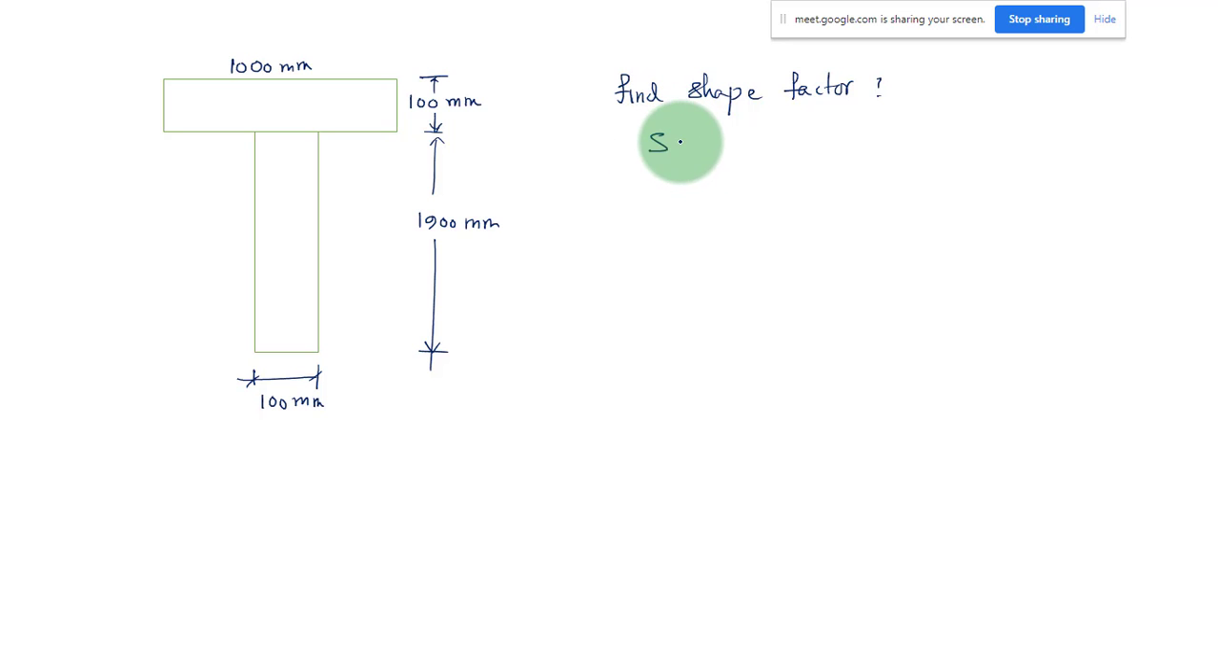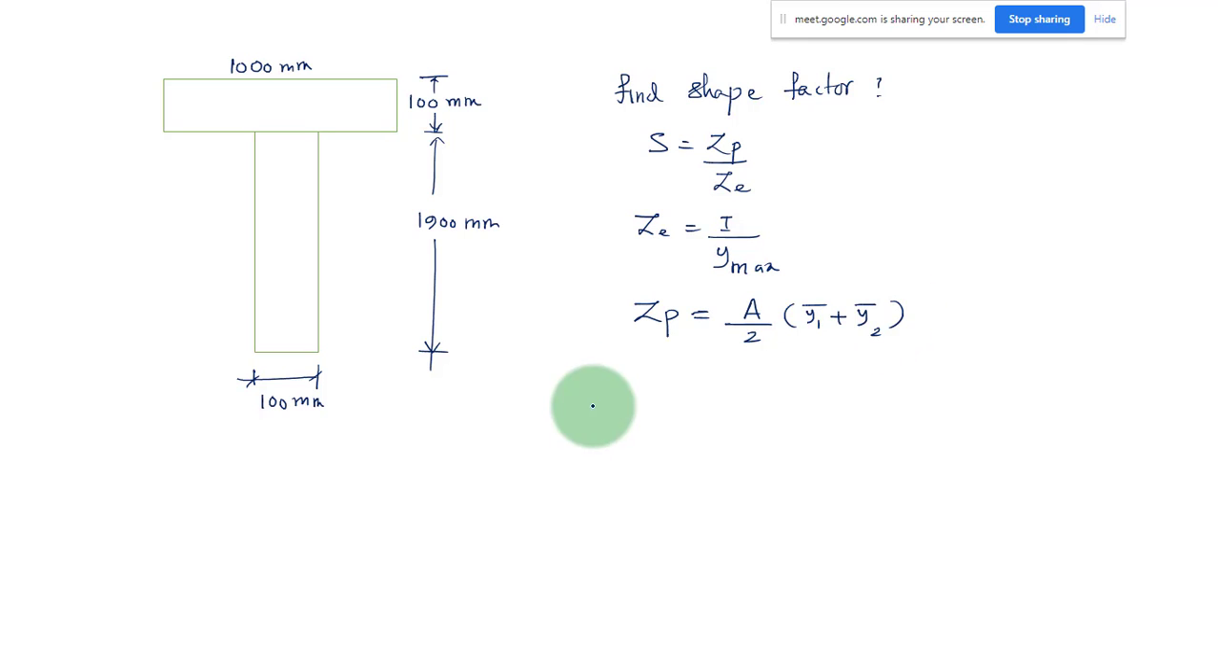Okay, the shape factor we can say is Zp by Zd. You locate the centroid axis, find out the moment of inertia, and get the value of I by y max. You will get the elastic section modulus. And then you locate the equal area axis, and you find out Zp by using A by 2 into y1 bar plus y2 bar. Then you take the ratio, that is your shape factor.